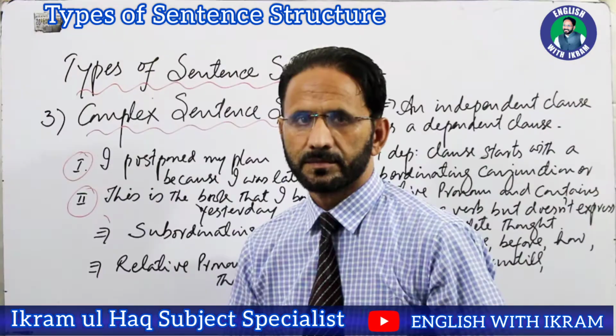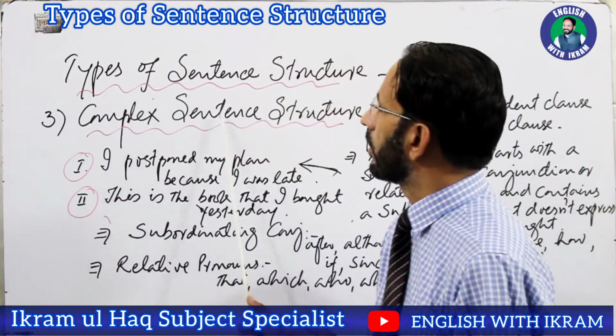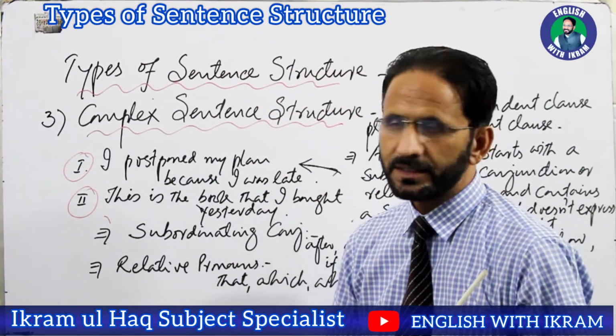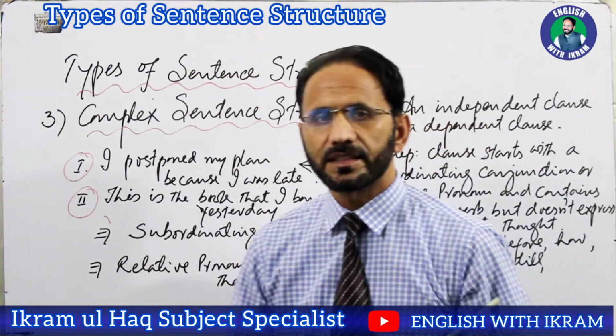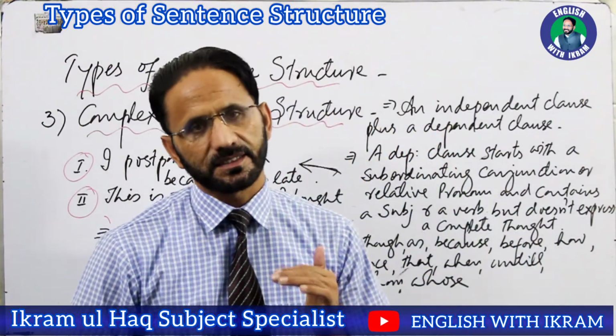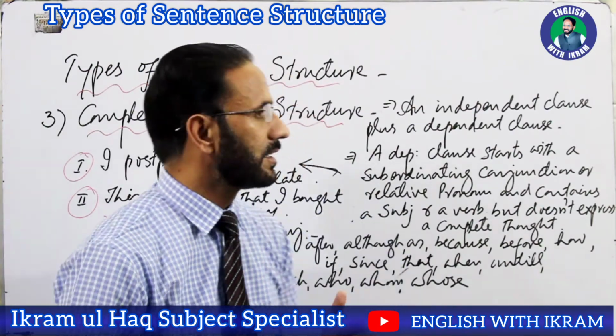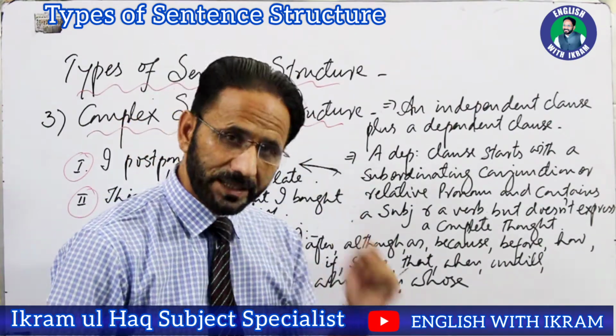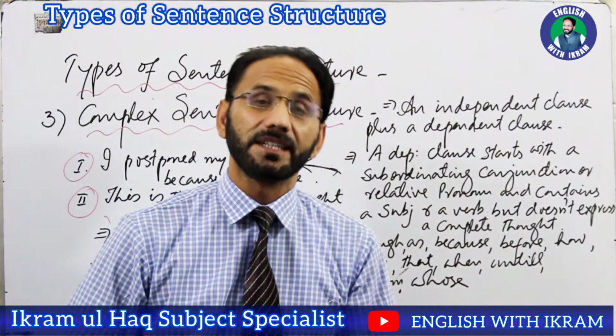Then number 3 is complex sentence structure. This is the third type of sentence structure, complex sentence structure. What is complex sentence structure? Complex sentence structure consists of one independent clause plus one dependent clause.